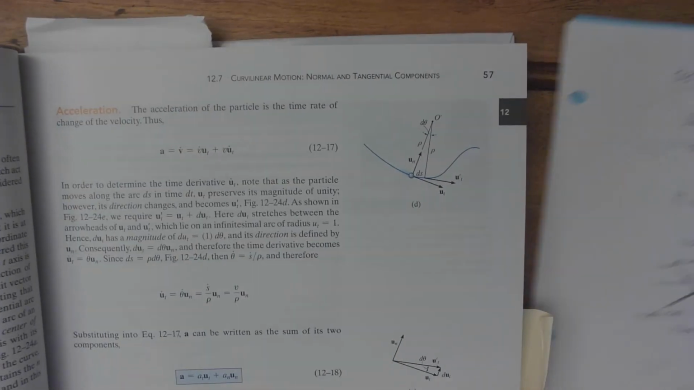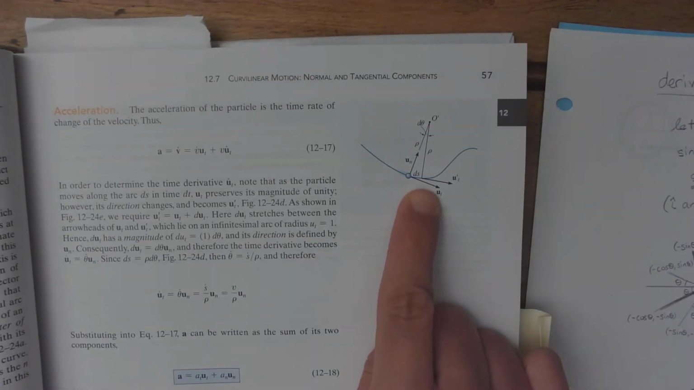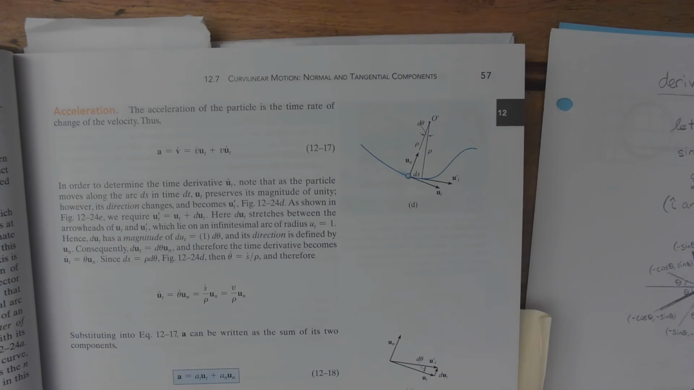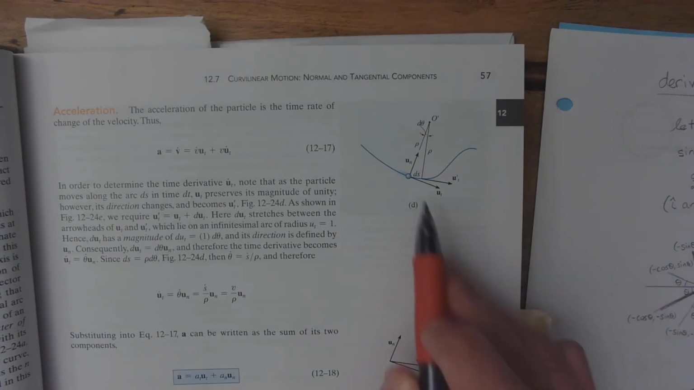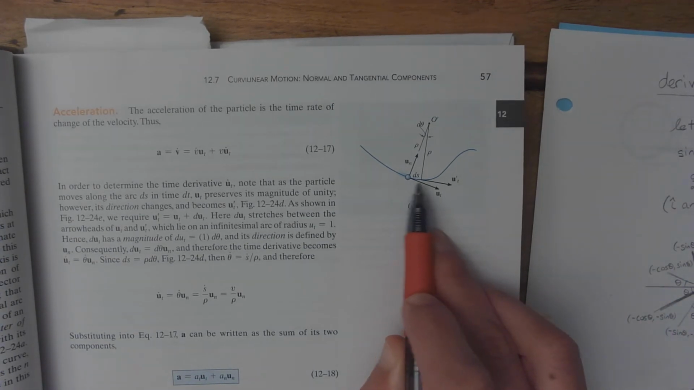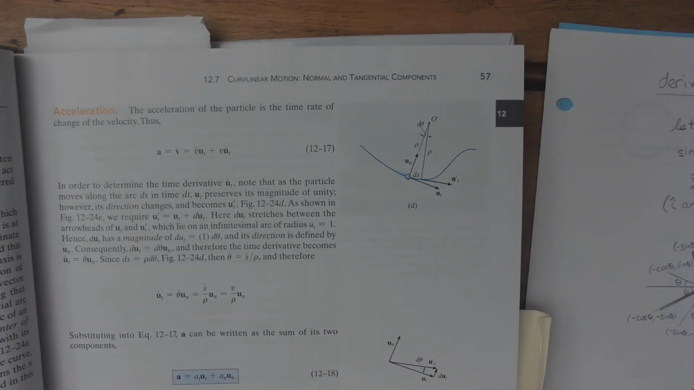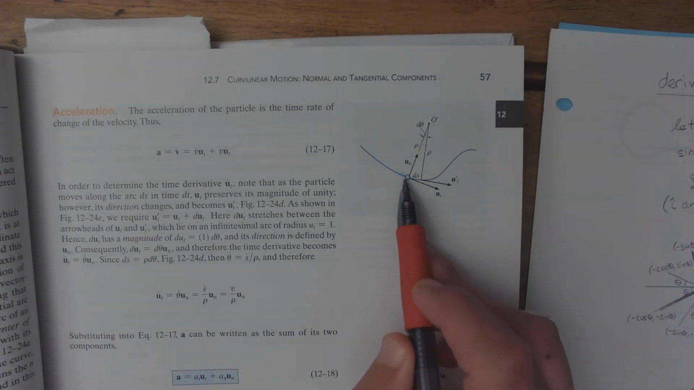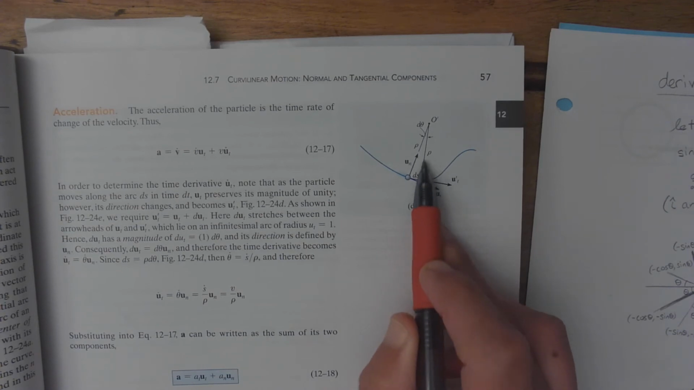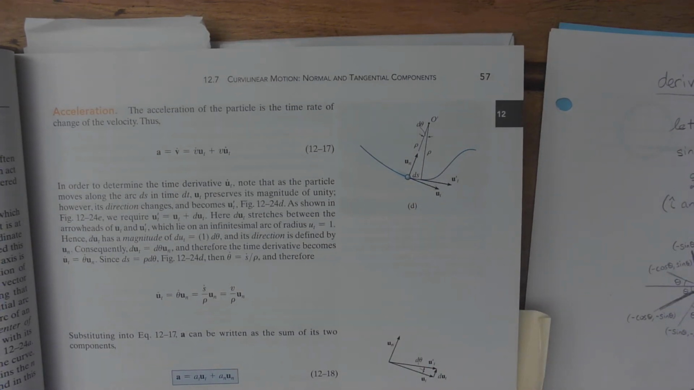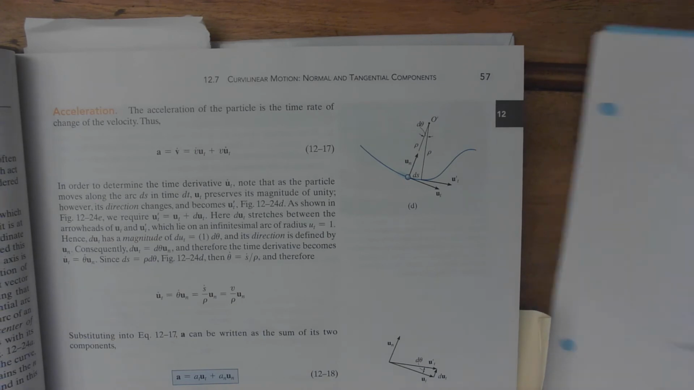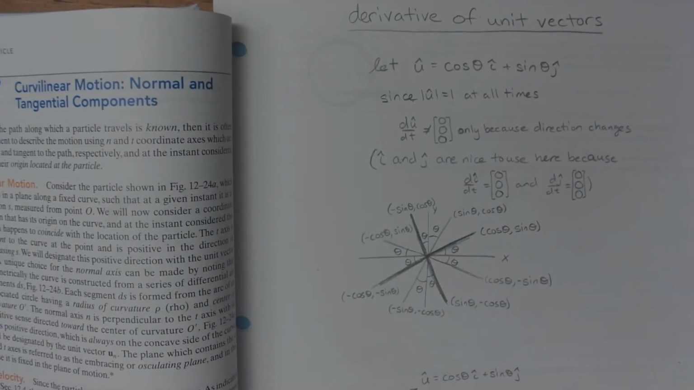Okay, so here we have an example of that. So this is the unit vector pointing in the tangential direction when the object is at this point here. And sometime later, see how that unit vector is now pointing in a slightly different direction. And same thing with the unit vector pointing in the normal direction. The direction has changed slightly. We don't have to worry about that when we use i hat and j hat.